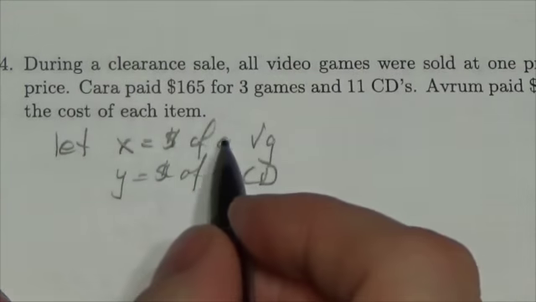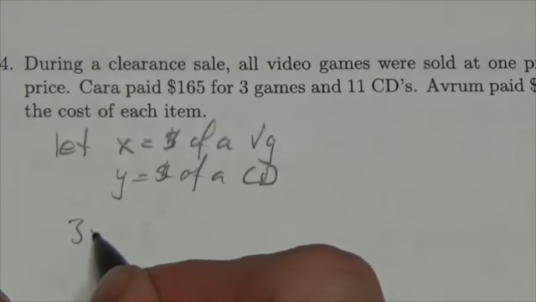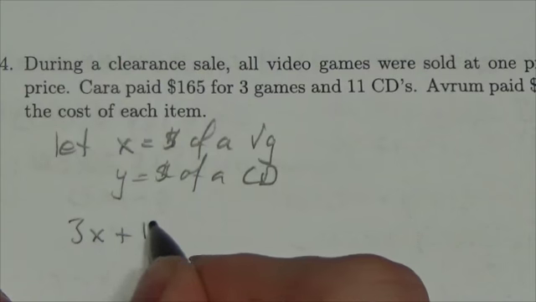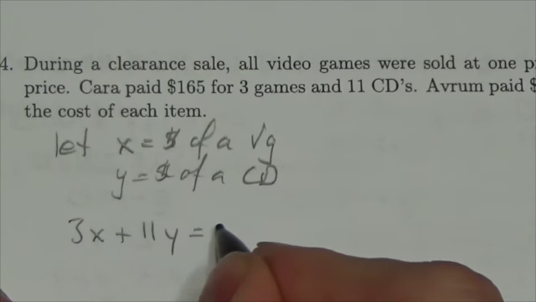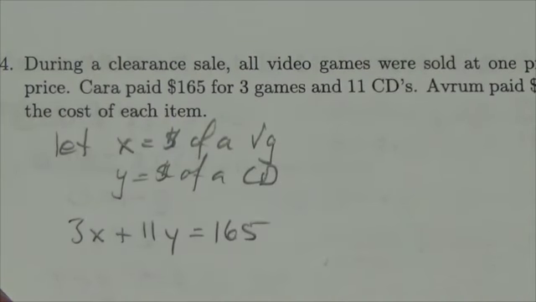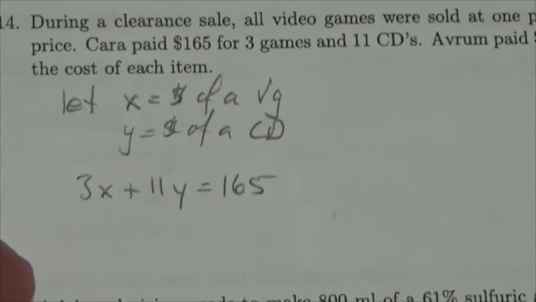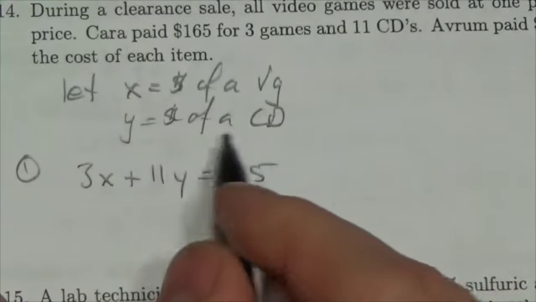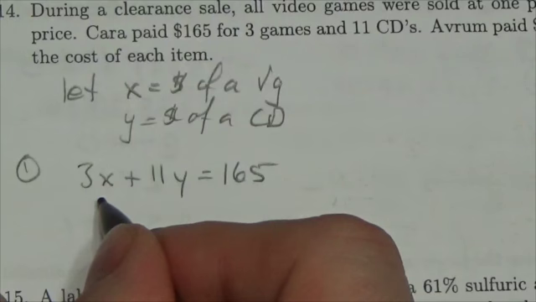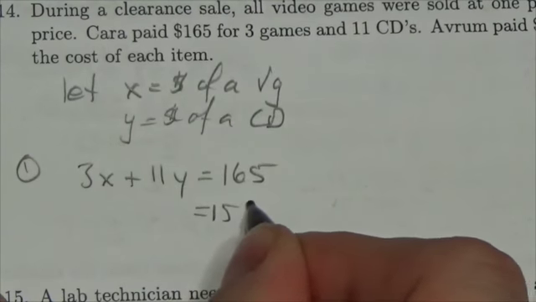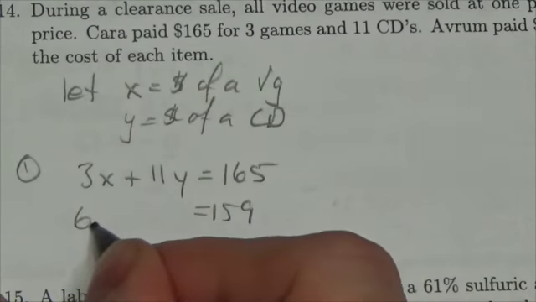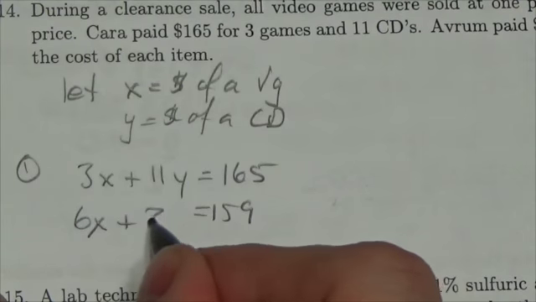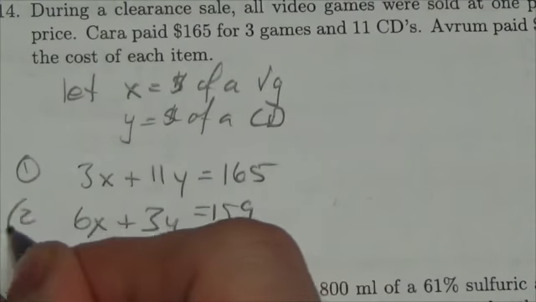Now, Kara here paid $165. She bought 3 video games and 11 CDs. Well, there's my first equation. Abram paid $159 for 6 games and 3 CDs.